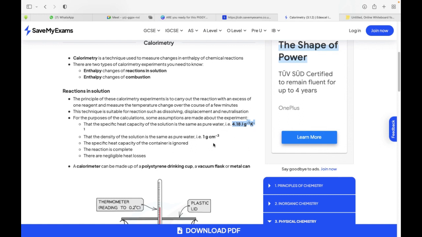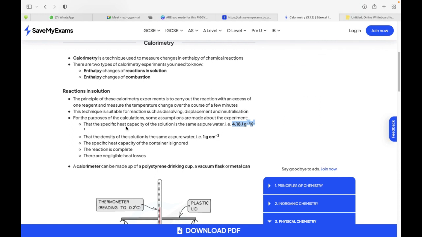So this is one of the assumptions we make. Because we don't know the specific heat capacity of the solution, we just assume it to be the same as the specific heat capacity of water.